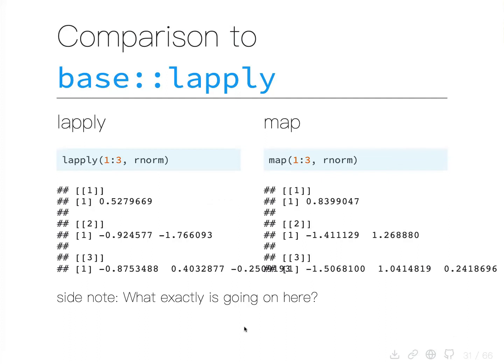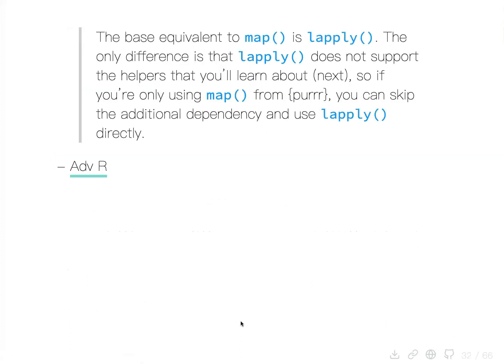Okay, but we can see the syntax looks identical. The output is identical. Had I used set.seed, it would have been exactly identical. So why do we need map? What's the point, right? The base equivalent to map is lapply. This is a direct quote from Advanced R from Hadley.